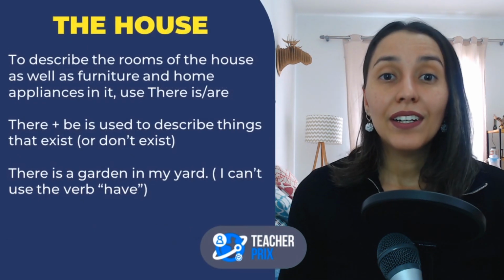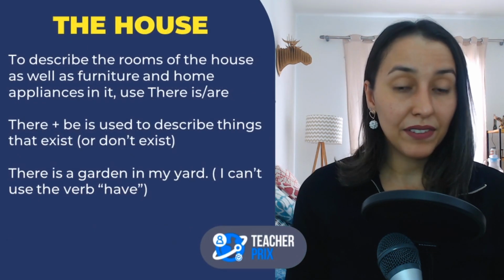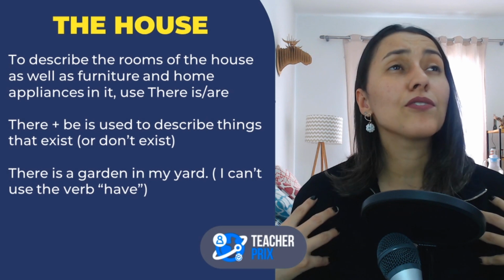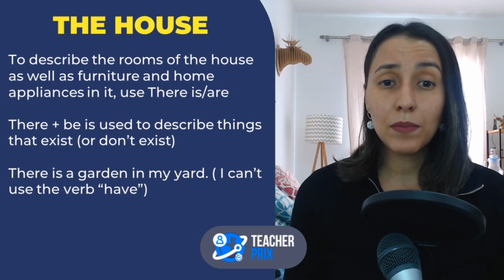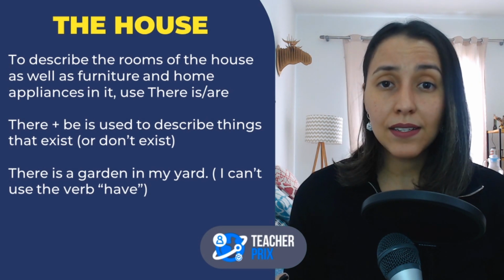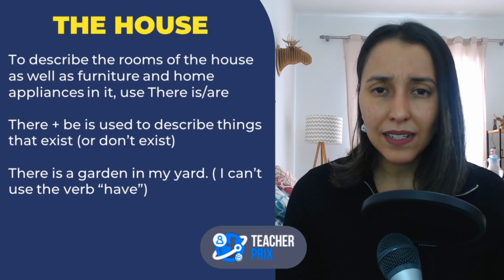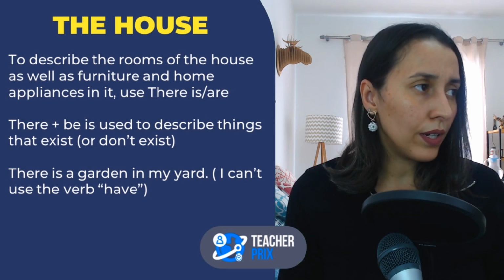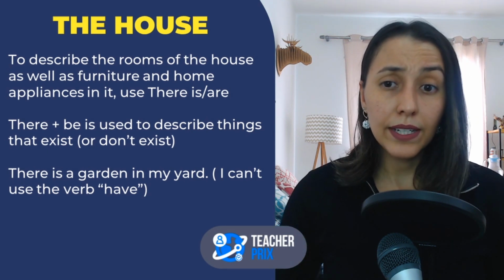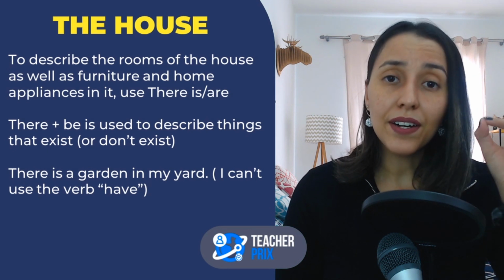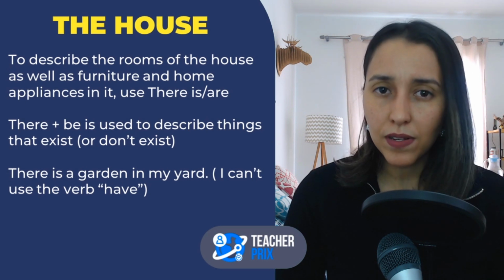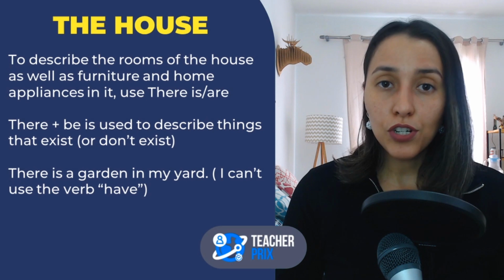Now, the house. Usually when we are having a conversation with someone, whether we are describing our house or describing our dream house, we describe the rooms of the house as well as the furniture or home appliances, the electronic devices, okay? Any appliance you buy, like a blender or a TV, microwave, okay? Home appliances. When we are having this conversation, the structure you're going to need is there is, there are, in the simple present, okay? If your conversation is in the present, that's my focus here in tonight's lesson. That's the structure we use.